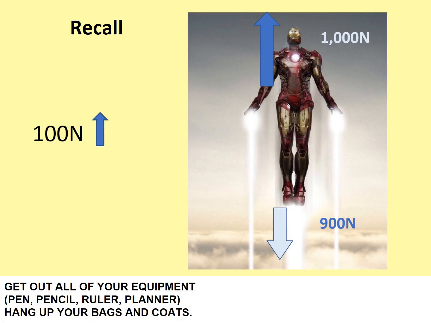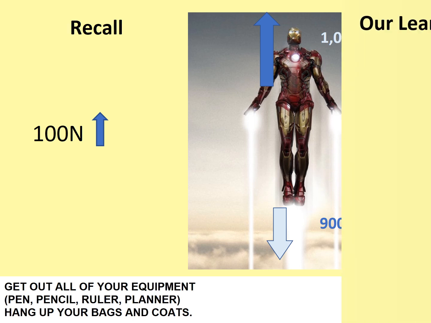What we should have is the overall force, or the resultant force, is 100 newtons going upwards, because you just do 1000 minus the 900 to give you 100 newtons, and it's going up.